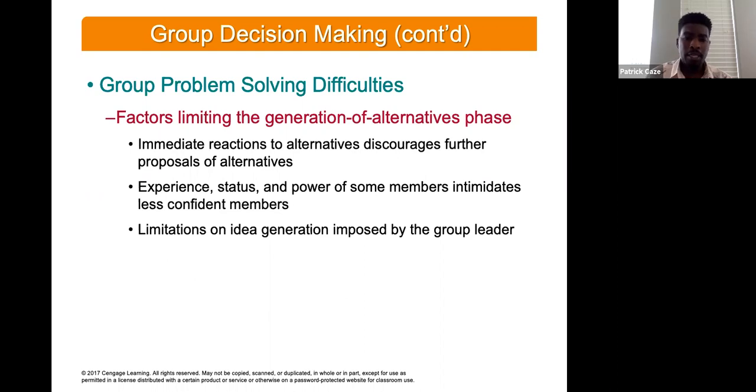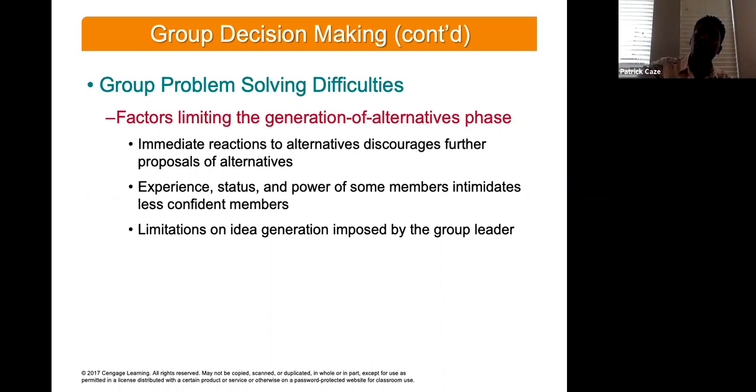Sometimes the status and positional power of certain people will stifle those members of a team who aren't as confident in themselves to speak up, right? And then you have limitations on idea generation posed by the group leader. Again, the leader has a lot of sway and influence on how ideas get presented, if people are even open to presenting ideas, right?